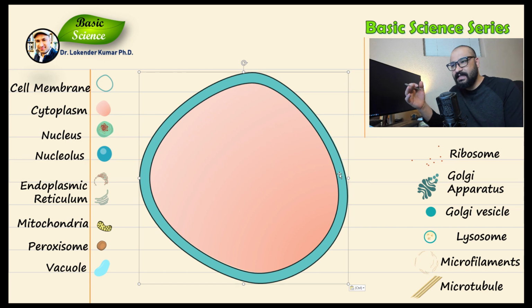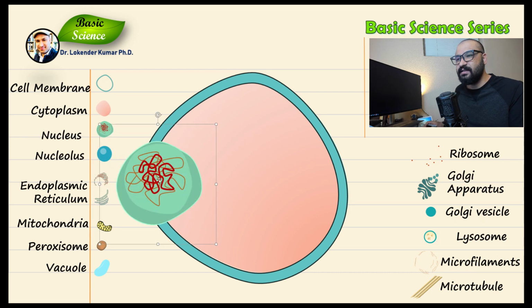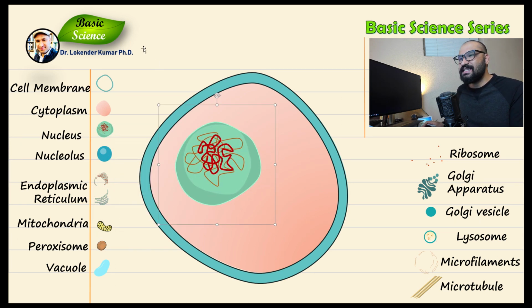So the next thing is the important structure of the cell, that is the nucleus. So I'm going to design the nucleus. As you can see, I have the basic layout that I've already designed for the nucleus, and you can see these lines inside the nucleus. I will explain these lines.